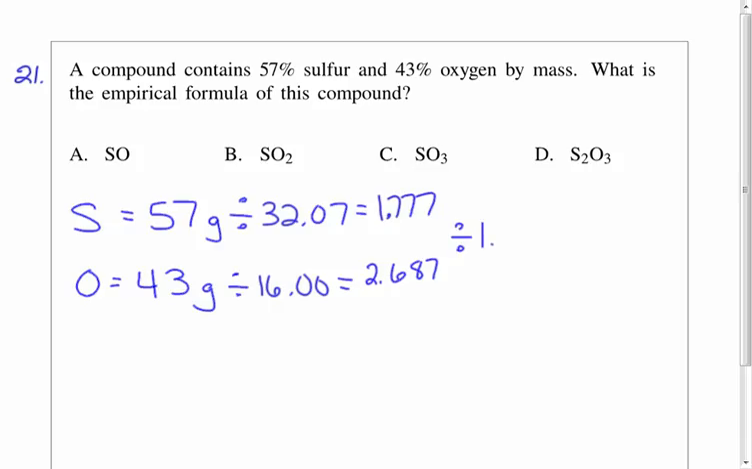We'll divide by the smaller number. So we have 1 for sulfur. And when we divide the values for oxygen, we do not get really close to a whole number. It's actually very close to 1.5. It's one of those common decimals.